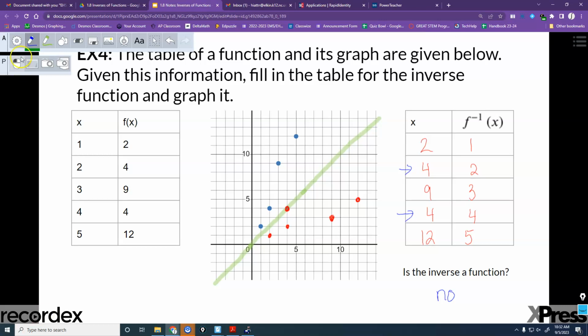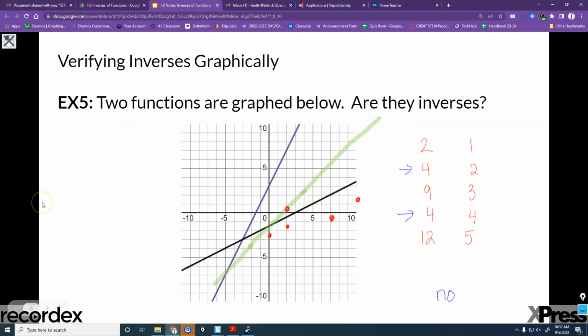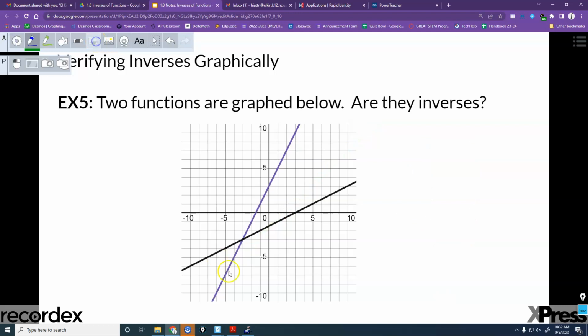Okay. And I think I forgot to put on these notes when you can tell. But we just may not worry about that. All right, so let's look right here. I've got two functions graphed below. I want to know if they are inverses. Okay, what do you guys think? Think yes? Think no? How could we tell?